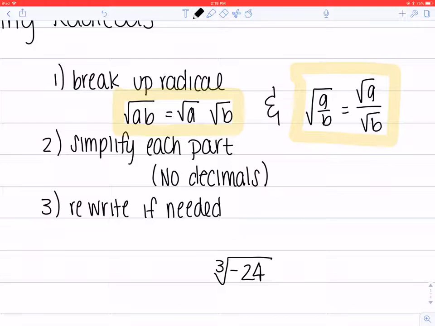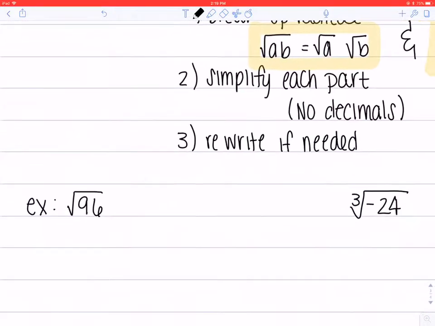Simplify each part. Simplify means, in terms of the numbers, you are not putting it in your calculator and rounding a decimal. You're giving exact answers, like we're going to do in example 1. And then rewrite if needed, meaning move all of the numbers that are outside the radical to the front and put all the numbers inside the radical, put them under one house at the end.